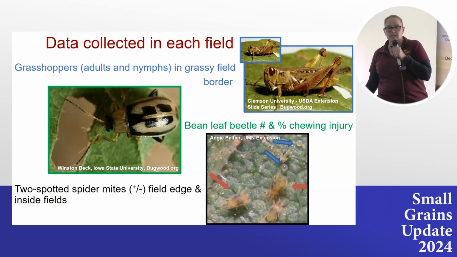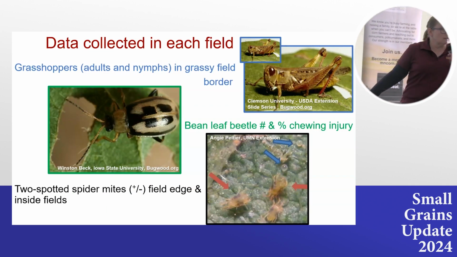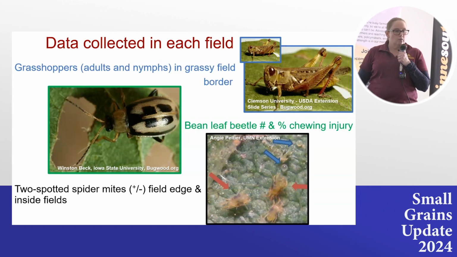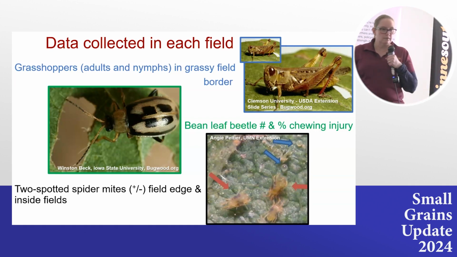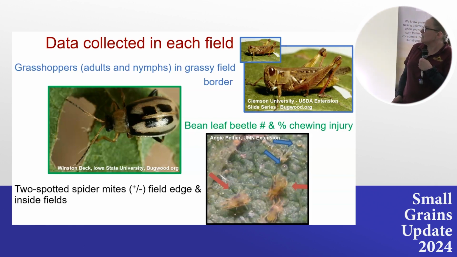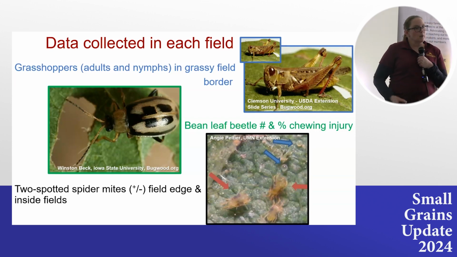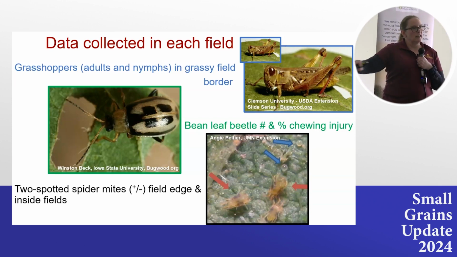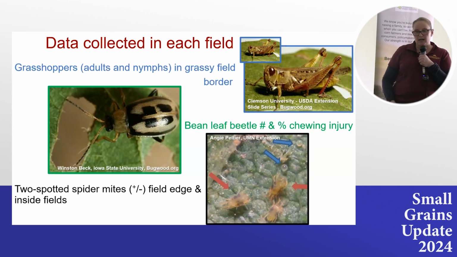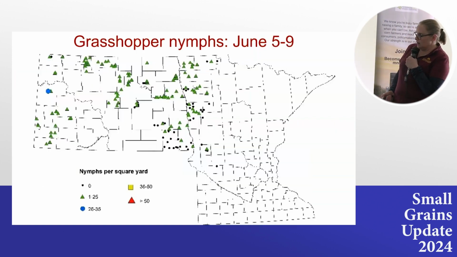So whenever a scout would visit a field, they looked at a bunch of different things within each field. So first thing they did, upon approaching the field, is they used a sweep net to go in and sweep for grasshopper nymphs and adult grasshoppers in that grassy edge along the field. They also looked for these bean leaf beetles, and then the injury, the chewing injury that they cause. They looked at two-spotted spider mites, both at the field edge, so in the soybeans growing right along the grassy area, and then inside the field as well.